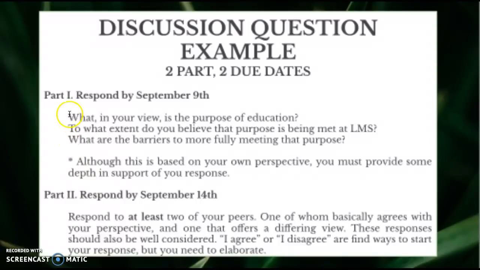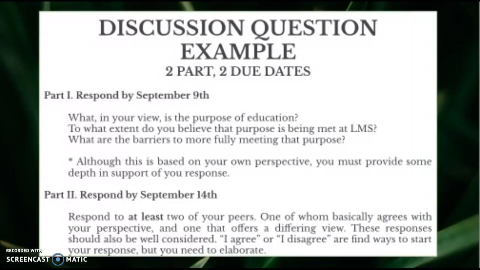Now, as you can see, this is a multiple question discussion board. So the first question asks you, what, in your view, is the purpose of education? 2, to what extent do you believe the purpose is being met at LMS? And 3, what are the barriers to more fully meeting that purpose? And then it also says, although this is based on your own perspective, you must provide some depth in your support of your response.